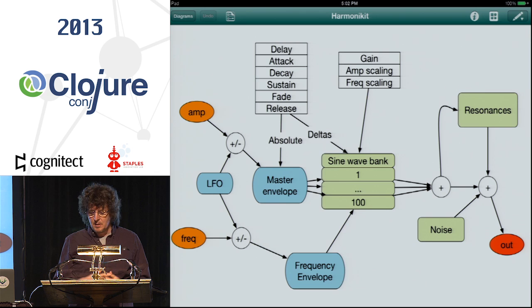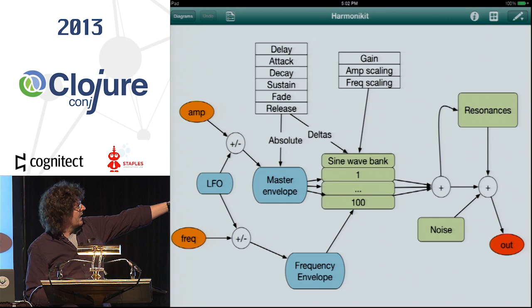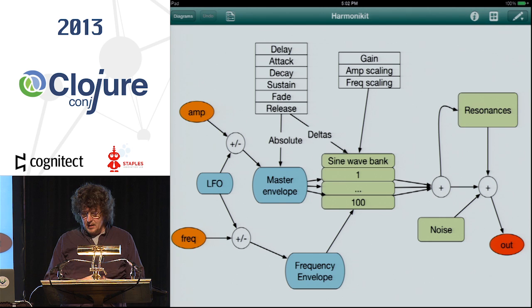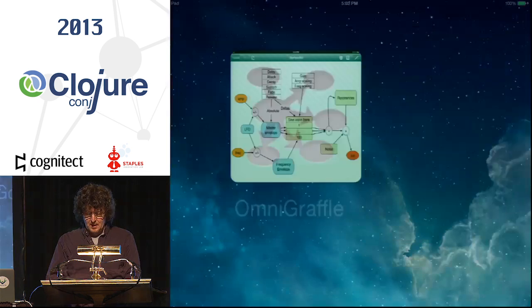And then we have the noise thing, again, like I said, is not implemented, but that will get added. So then you reintroduce the resonance, add it to all the harmonics and the noise, and you send it out. Voila, that's synthesis 101.